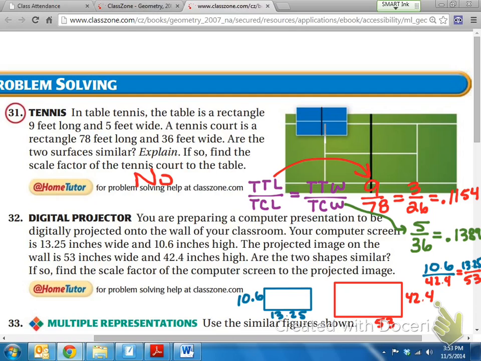And if we divide 10.6 by 42.4, we're going to get 0.25. If we divide 13.25 by 53, we're also going to get 0.25. So what does that tell me? That means they are similar because the ratios are the same. So what they want to know is, what is the scale factor, from the computer screen to the projected image? So the computer screen is 0.25 to 1, meaning the computer screen is a fourth of the size of the projected image.